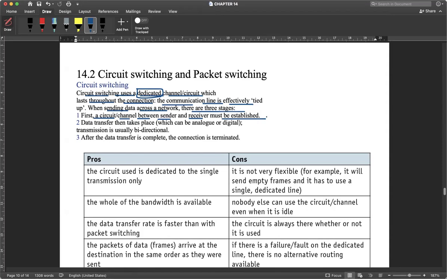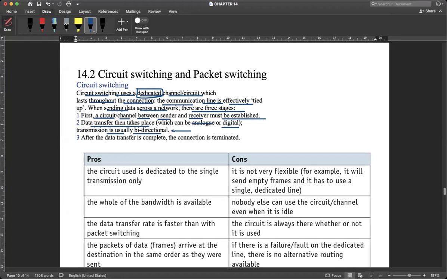Number 2, data transfer then takes place, which can be analog or digital. The transmission is usually bi-directional. What is the meaning of point number 2? Here we are discussing that the data transfer can be analog or digital, but nowadays we are on digital. So this should be removed, because when we use fiber optic, all the data is in digital form, and it is always bi-directional.